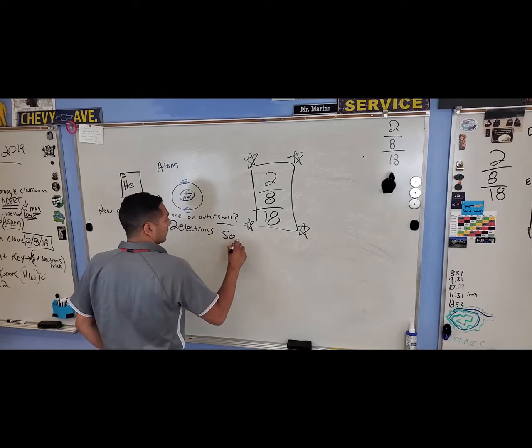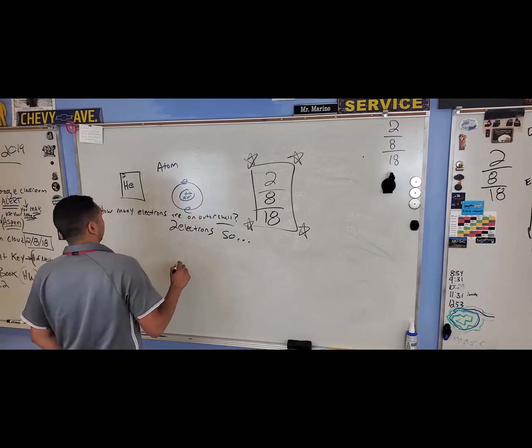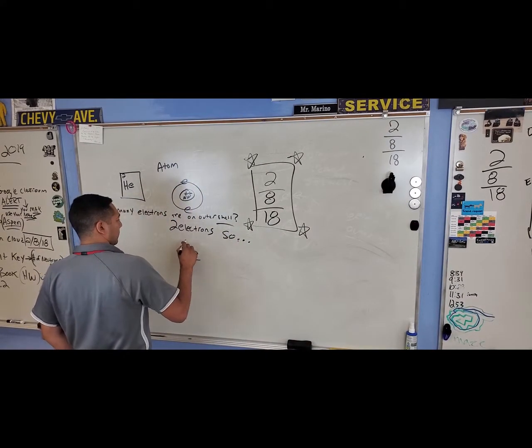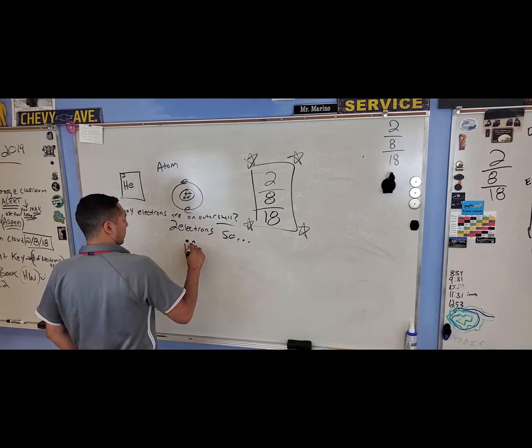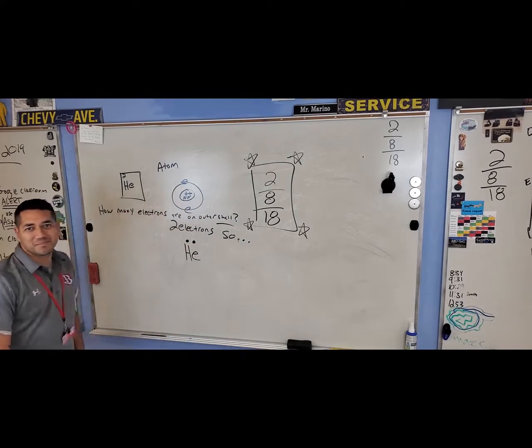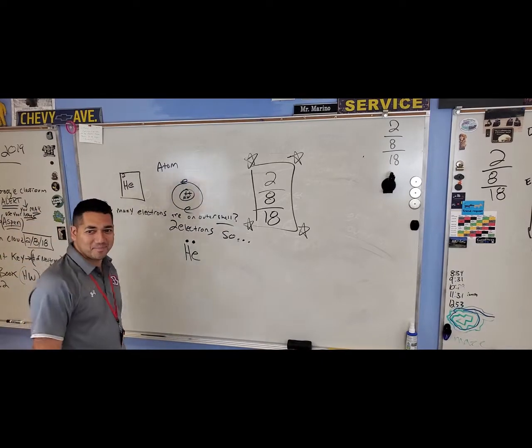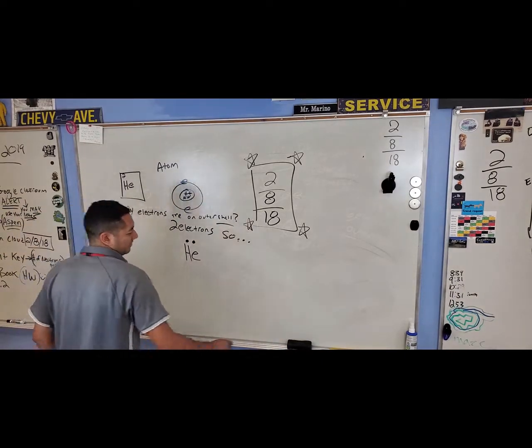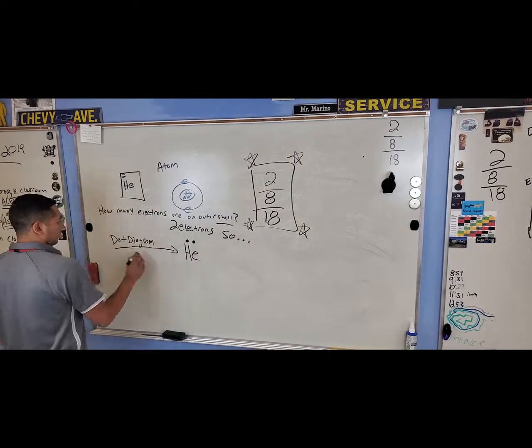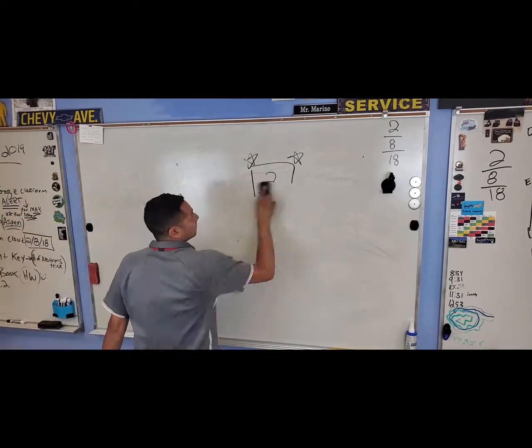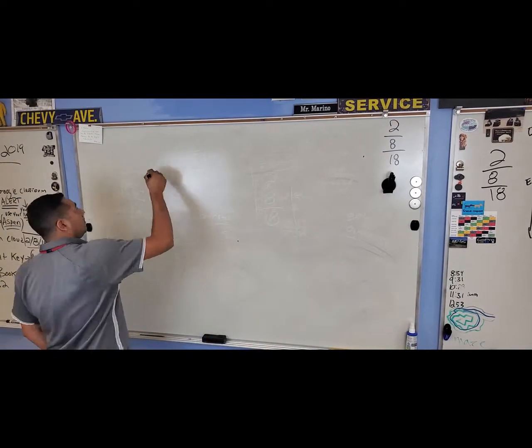So, for the dot diagram, we're going to take the atomic symbol, which in this case for helium is He, and we're going to draw 2 little dots right next to each other. Boom. There you go. That's how you do a dot diagram. A dot diagram represents how many electrons are on the outer shell of an atom.